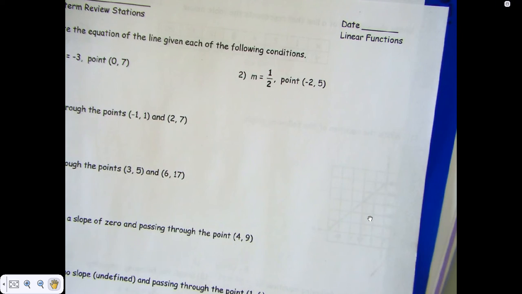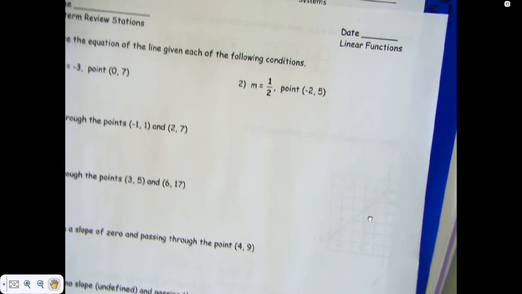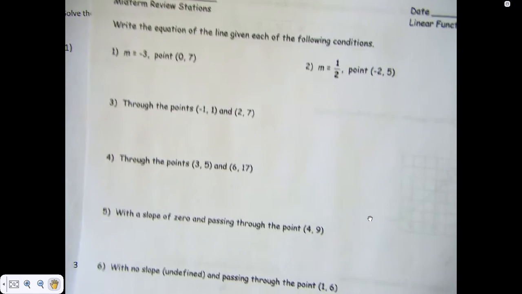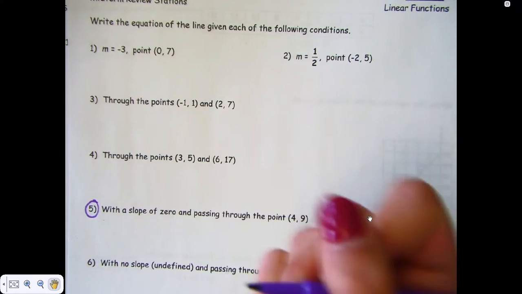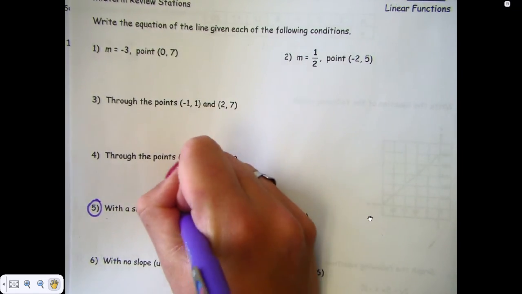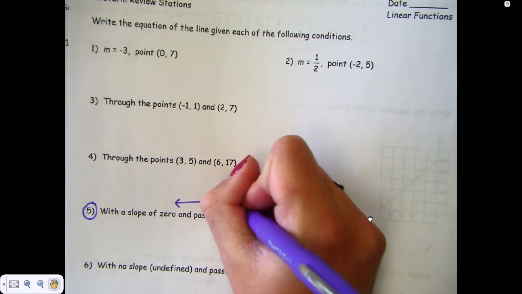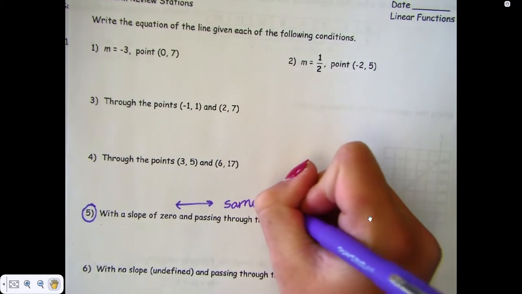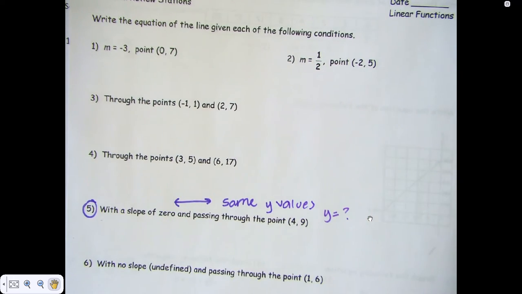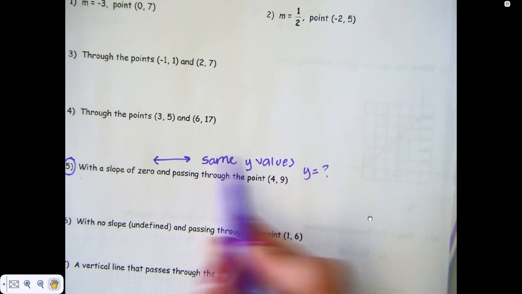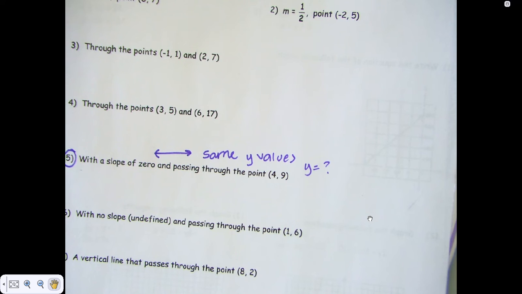Okay. The other one I want to talk about is linear functions, and we've done a lot of review in the warm-ups with this. So the only other ones I want to talk about is slope of 0. Slope of 0 is a horizontal line, and those all have the same y values. So you'll always have an equation that's y equals something, okay? And whatever that same y value is, that's what your equation is.